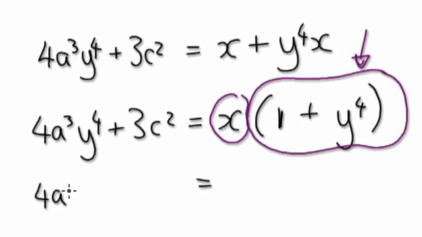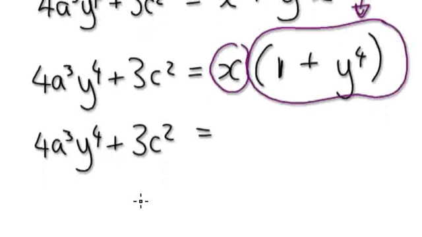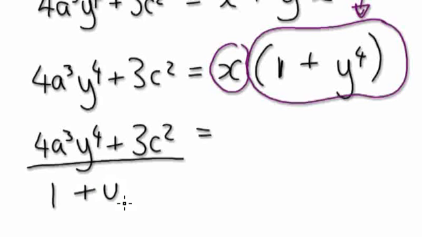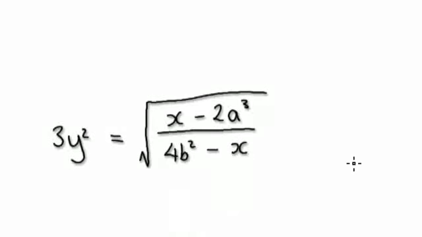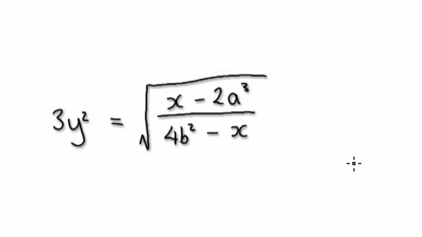So it will be 4a to the power 3 y to the power 4 plus 3c squared, divided by 1 plus y to the power 4, equals x. Okay, so now you're done. Now it's your turn. Okay, so make x the subject.